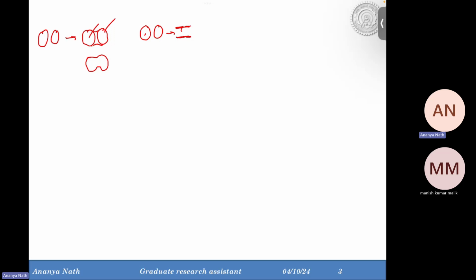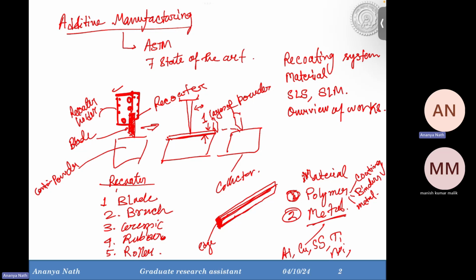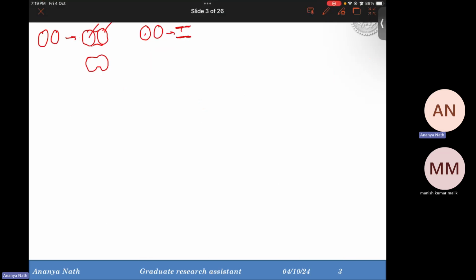People do use melting in case of ceramic and polymer, but generally people use the sintering process to make a component of polymer using powder bed fusion process. So this is from the material point of view. And fourth is the overview of works that are going on in research in powder bed fusion. For that, we have to know the process parameters of the powder bed fusion process. So let's first start with the recoating system.